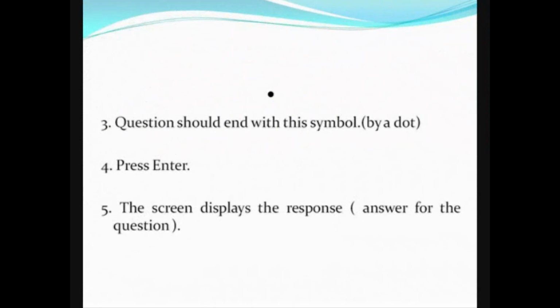To ask a question of the system, the programmer should also follow the steps below. The question should end with a dot sign. Then press enter. Then the screen displays the response. This is the answer to the question.